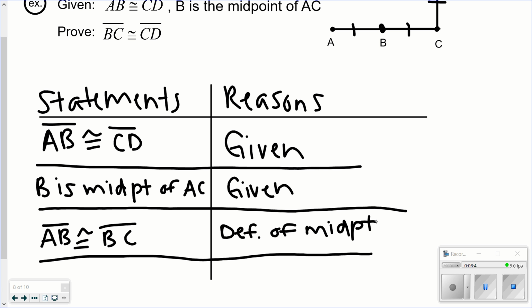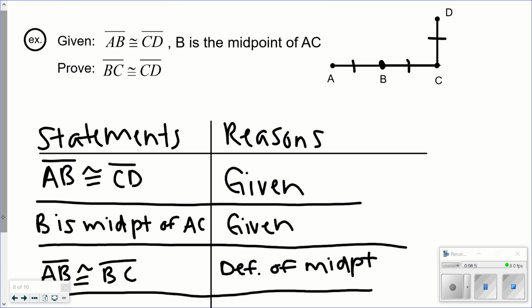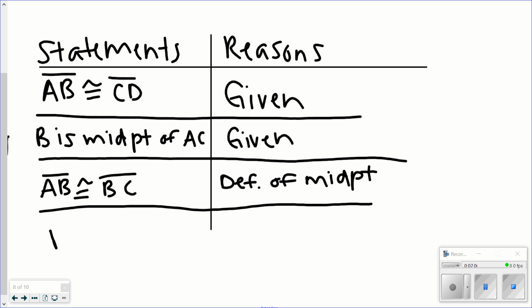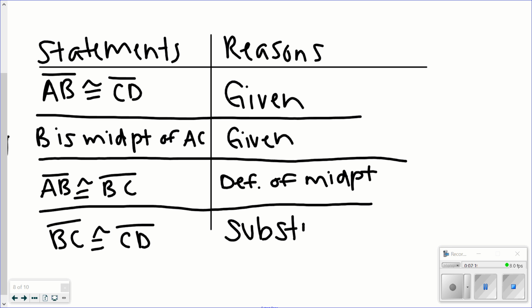Sorry, I'm abbreviating everything. All right, so looking at my diagram, I now see that BC is congruent to CD with the tick marks, and so I'm done. So now I can state that in my proof at the very end, if I can scroll down. BC is congruent to CD, and my reason, I could use either substitution or I could use the transitive property here. So I'm just going to use substitution. And I am done.